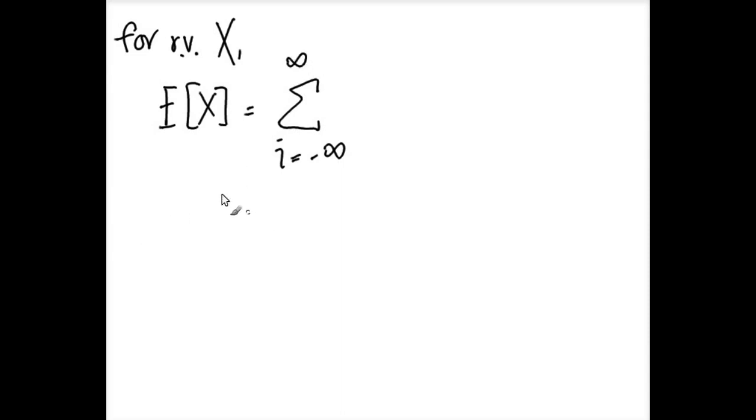So x is a discrete random variable. We usually assume that it ranges from minus infinity to infinity, and x is usually an integer, so we use this sum. Okay, so that's the value of x, so i is the value of x times the probability that x equals i. So that's the expected value. That's the definition.